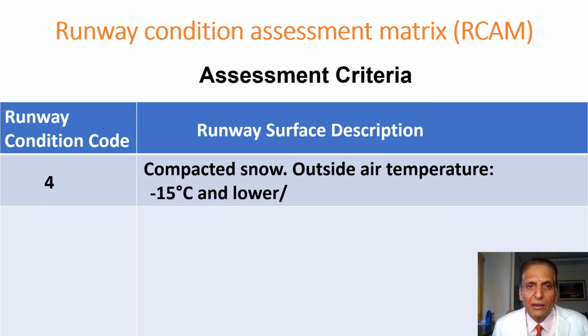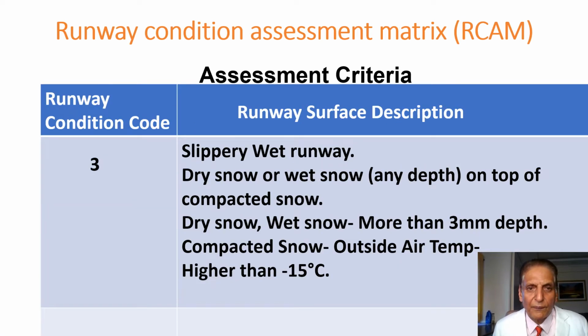Next is compacted snow and outside air temperature minus 15 degrees centigrade and lower. For this runway surface description, runway condition code is 4. Then if it is a slippery wet runway, dry snow or wet snow any depth on top of compacted snow, dry snow, wet snow more than 3 millimeter depth, compacted snow outside air temperature higher than minus 15 degree centigrade, for this runway surface description, runway condition code will be 3.